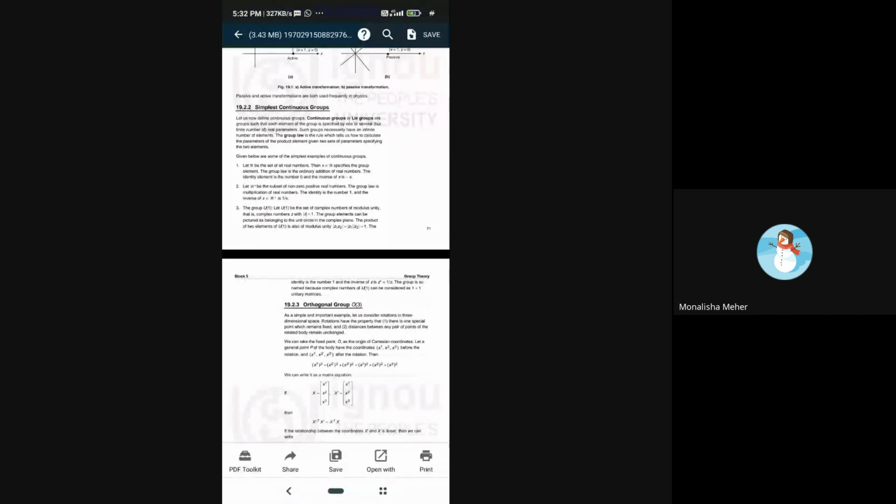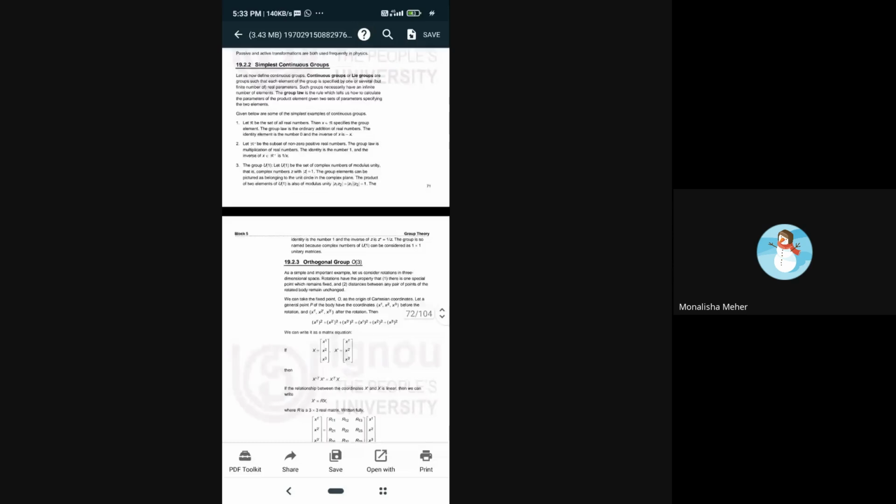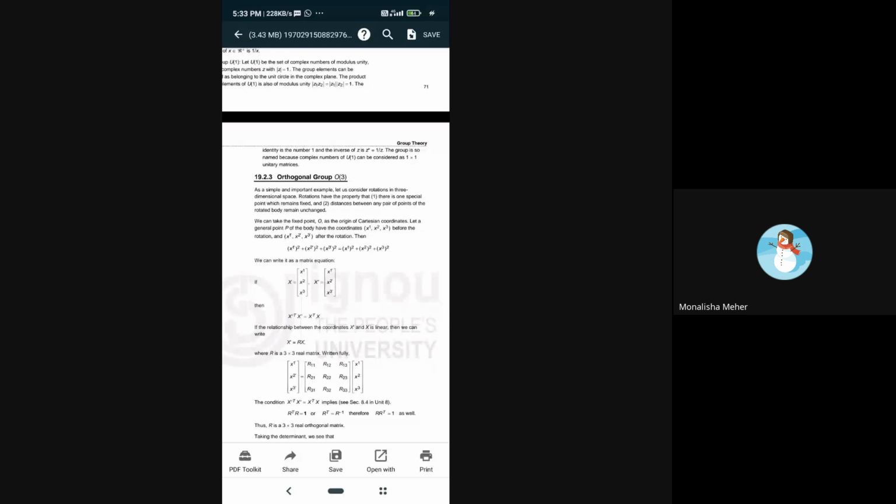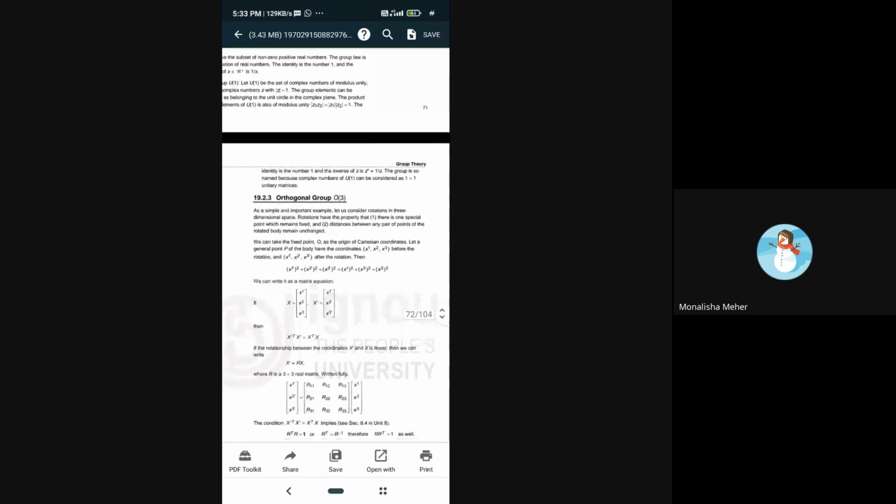See, the orthogonal group O3. A simple and important example to consider, rotation in three-dimensional space, is the orthogonal group O3. Rotations have the property that there is one special point which remains fixed, distances between any pairs of points of the rotated body remain unchanged, and so on and so forth. So you see, it is seen on the screen.